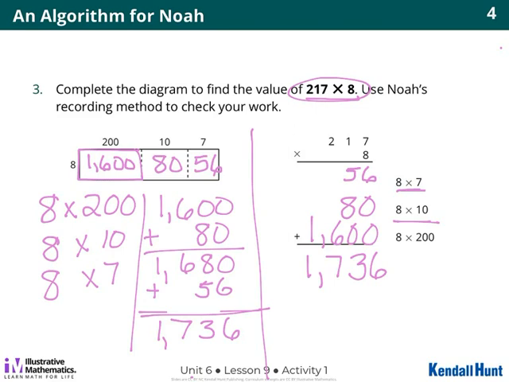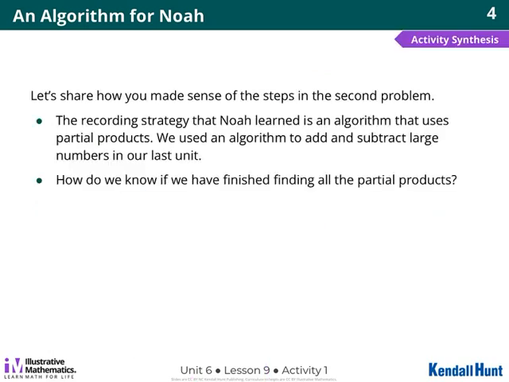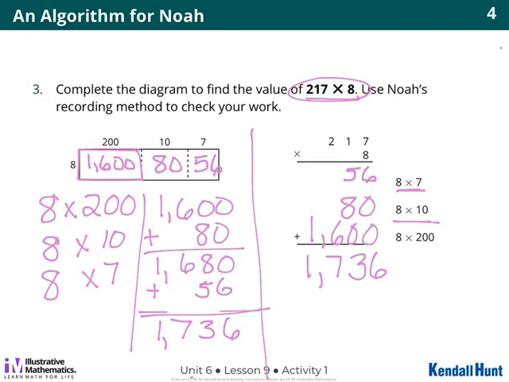1,736. So do you guys see how we did that? So here's my question. How do we know if we have finished finding all of our partial products? How do we know? You get the same answer as you did in the boxes. Okay, so maybe you always just double check. That seems kind of cumbersome, doesn't it? But yeah, maybe, or maybe you can visualize the boxes.